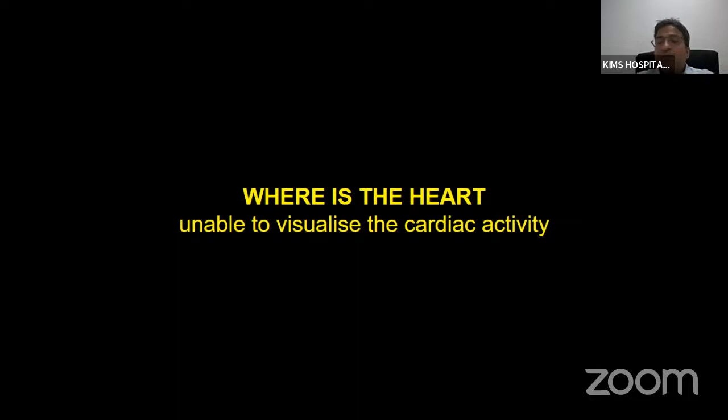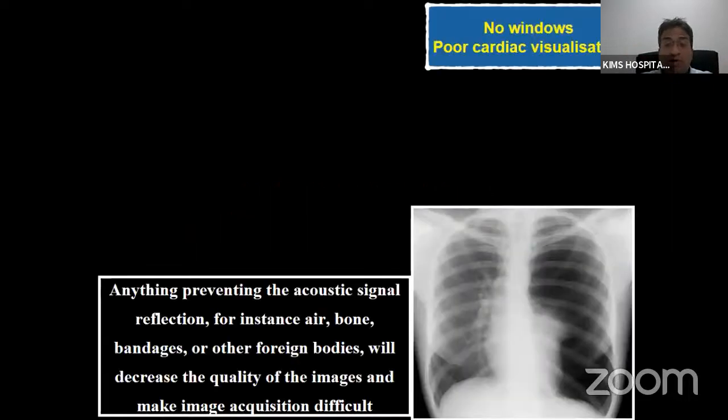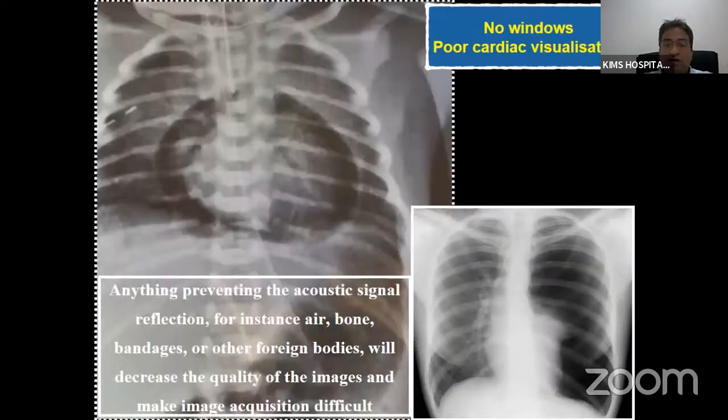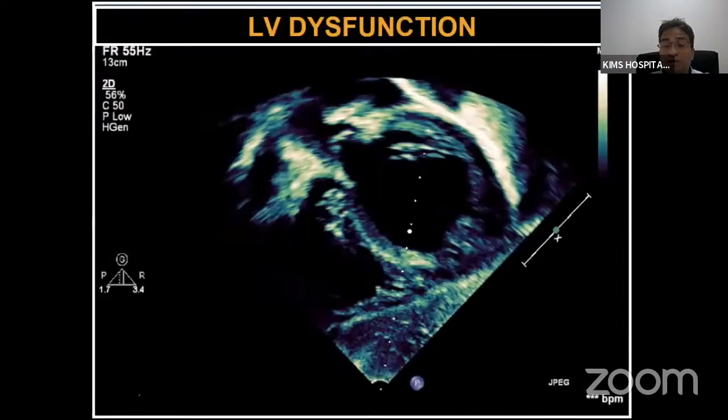Sometimes the heart is not seen, which may mean it is not there, as in dextrocardia or mesocardia. Sometimes a CDH will displace the heart, or sometimes there is air around the heart, which is a very bad conductor of sound waves. That's why in pneumothorax also you may not be able to see it. What are the other causes like that? The pneumopericardium, where we are unable to see the heart, and a large pneumothorax, which will push the heart towards the right side.